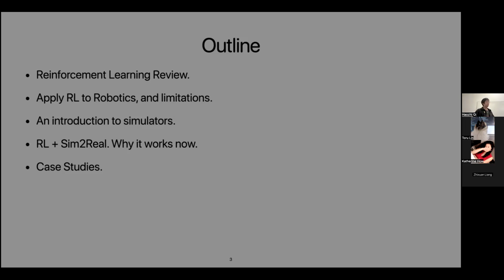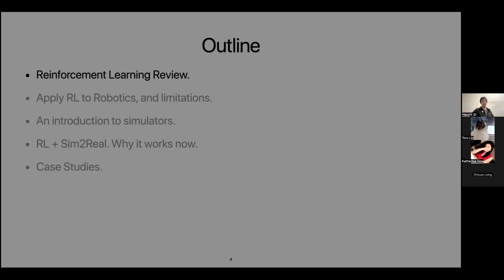And after that, we'll take a small detour to talk about one important line of development, which is simulators, together with some algorithmic improvements and engineering effort that finally make RL for robotics work nowadays. And finally, we will present small case studies on OpenAI's dexterous hand together with high-speed drone racing, to talk about how we apply these concepts in real-world robotics.